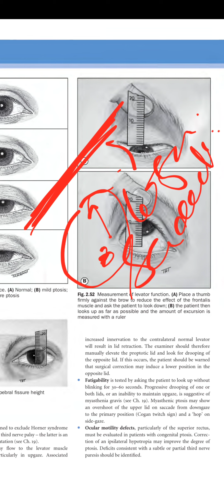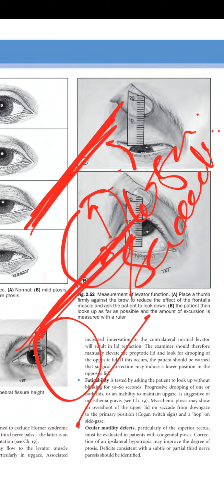And the other thing is hop on side gaze. Hop on side gaze is basically where you ask the patient to look to the side, and there will be retraction of the ptotic lid. So this is the hop sign.